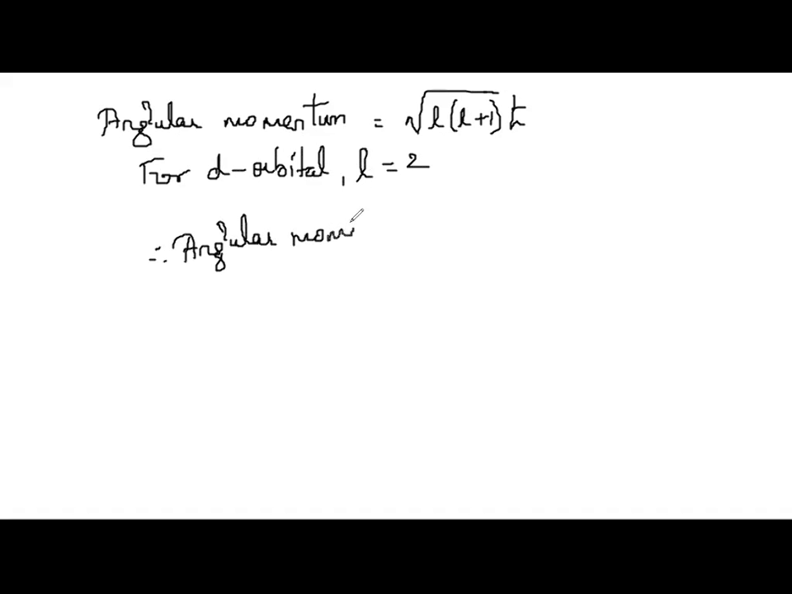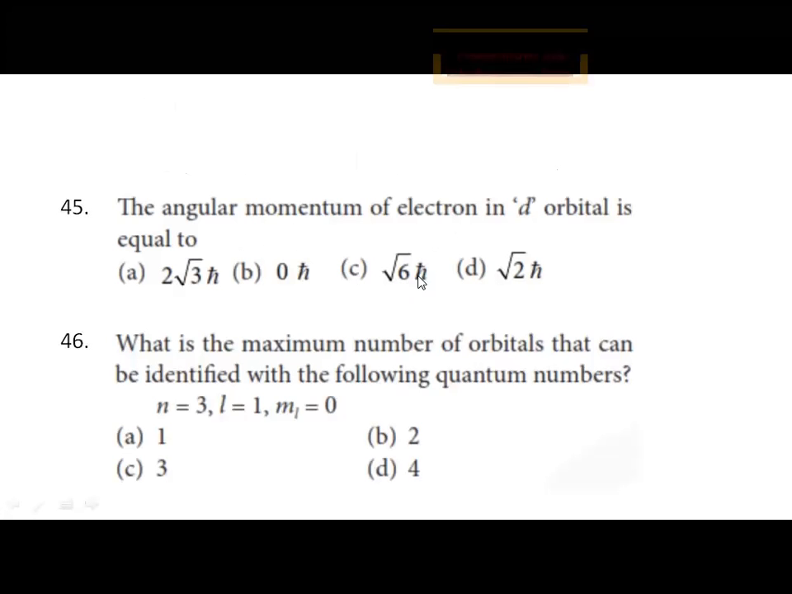Angular momentum is equal to root of 2 into 2 plus 1. 2 plus 1 is 3, 3 2s are 6. So it is 6h. So it is equal to root of 6h. So the correct option is root of 6h, h cap.